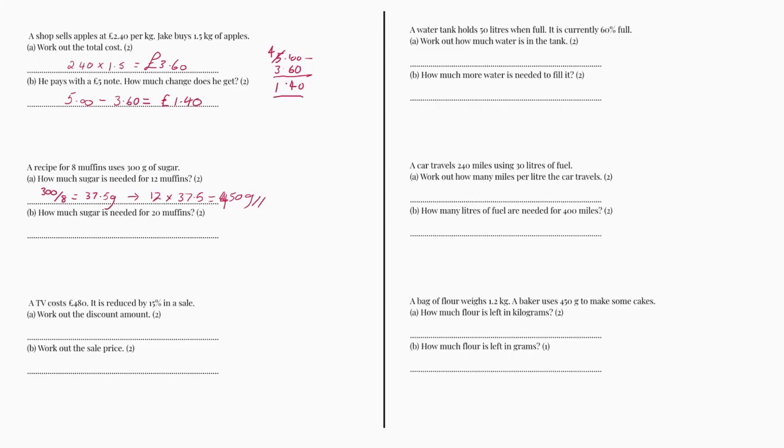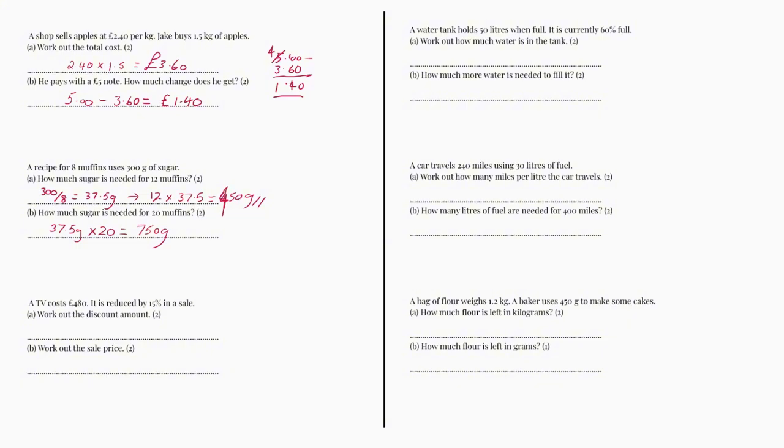How much sugar is needed for 20 muffins? Well, we're doing exactly the same. So we've got 37.5 per muffin times 20, which equals 750 grams. So there we have it. That's a nice and easy question. Another 4 marks there.